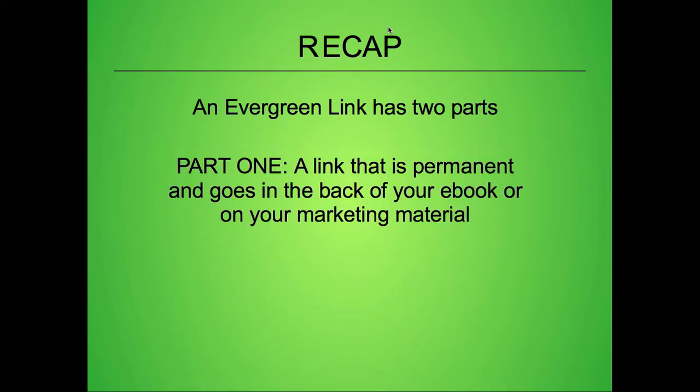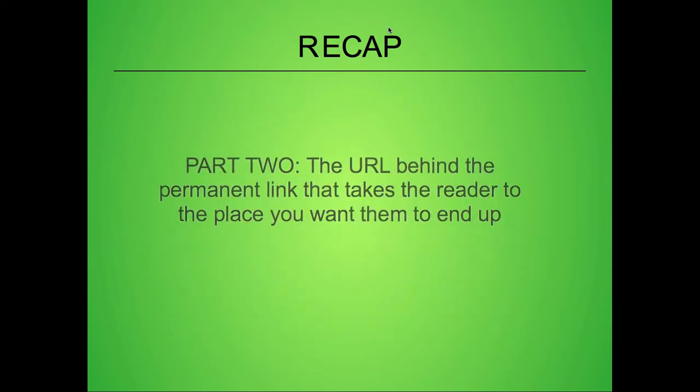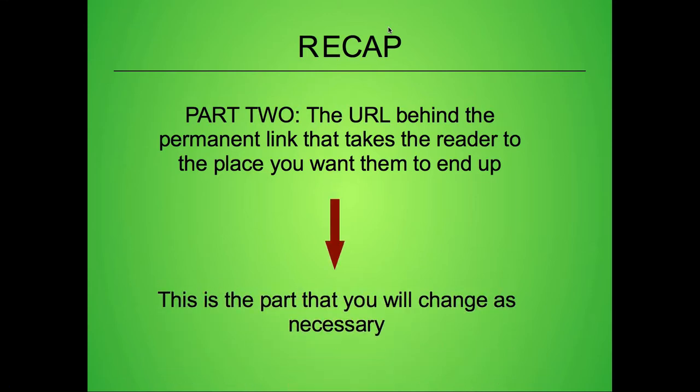To recap what we talked about in the earlier videos, an evergreen link has two parts. Part 1 is a link that is permanent and goes in the back of your ebook or on your marketing material. This is the link the reader clicks on. Part 2 is the URL behind the permanent link that takes the reader to the place you want them to end up. This is the part that you will change as necessary.